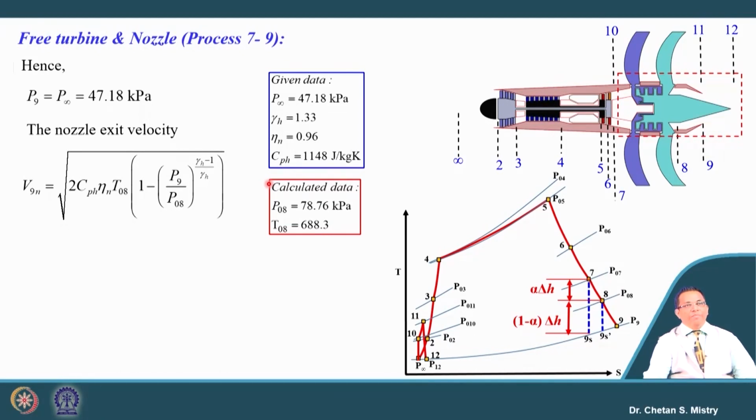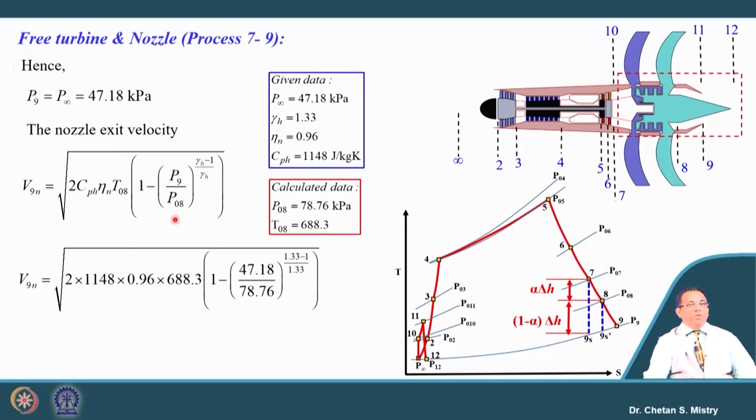Here, rather than putting a few more steps, we have kept the relation straightaway in terms of pressure ratio. Let us put the numbers. Here in this case, the Cp value, nozzle efficiency, T08, and the pressure ratio are known to us. So, that says the exit velocity is coming to be 425.6 meter per second. You can understand this value is on the higher side. So, you can say we will be having a contribution in terms of thrust generation by our core engine nozzle.